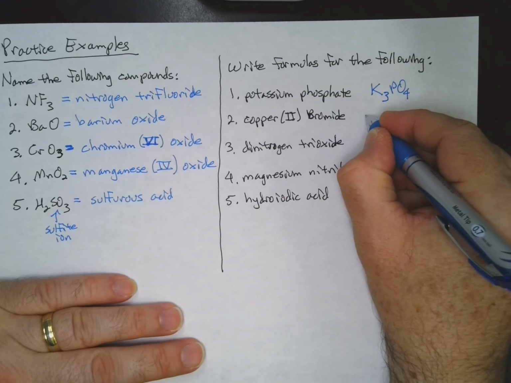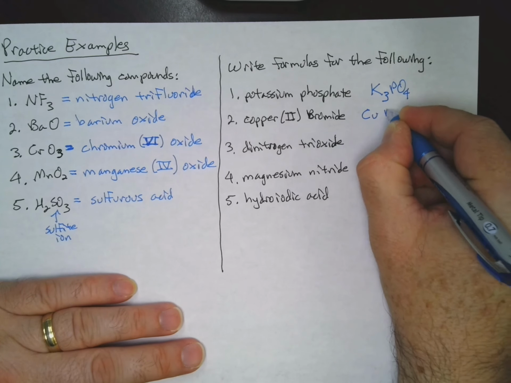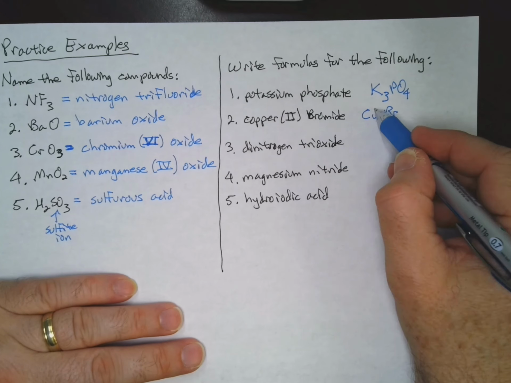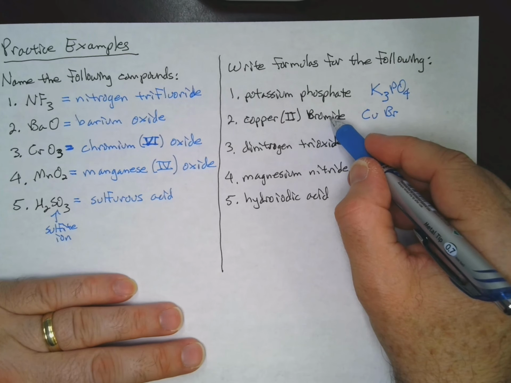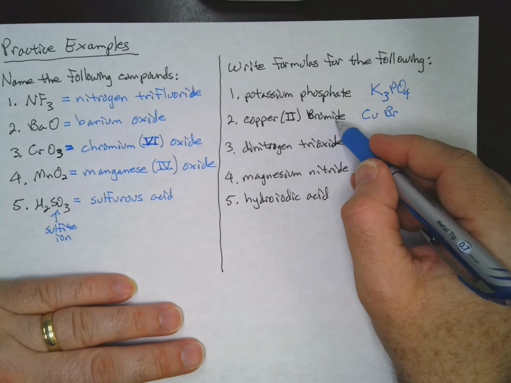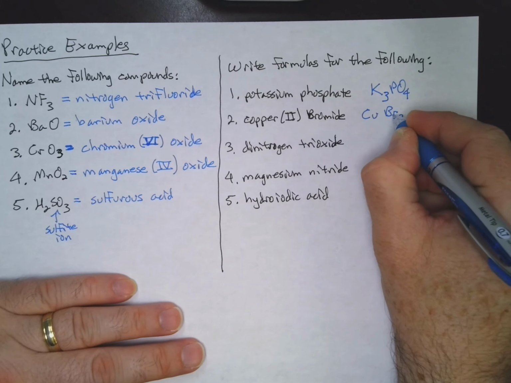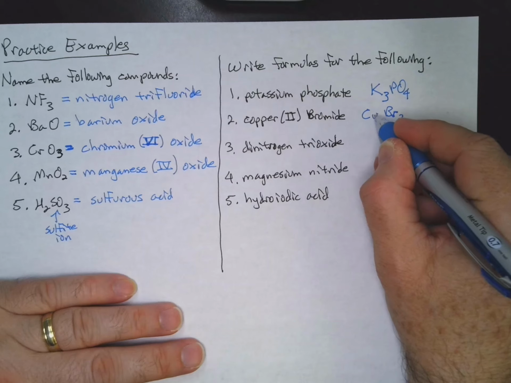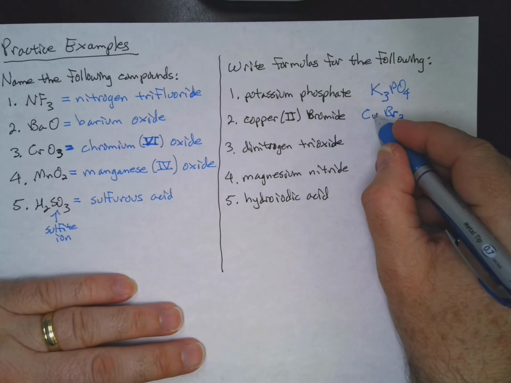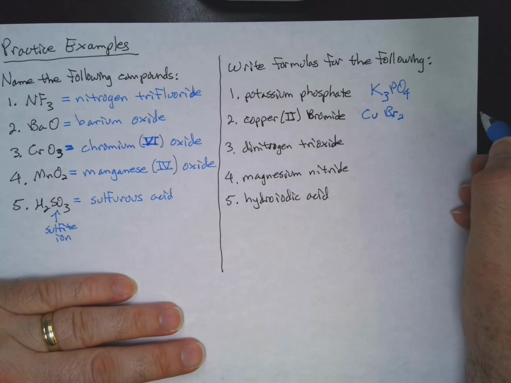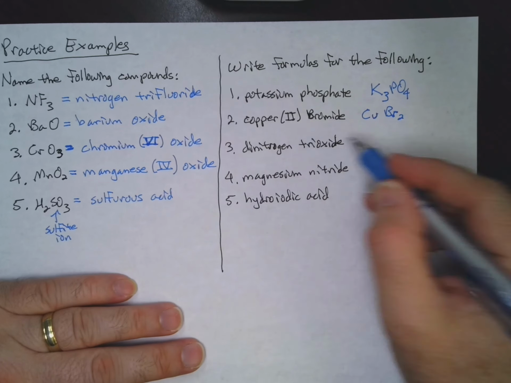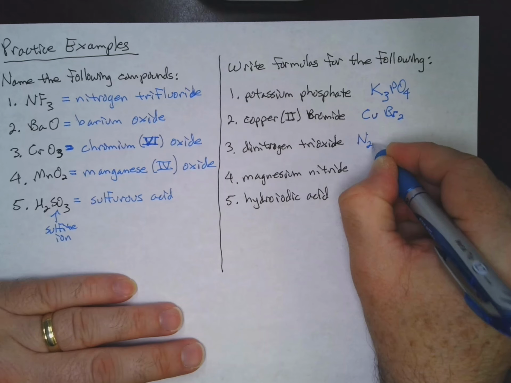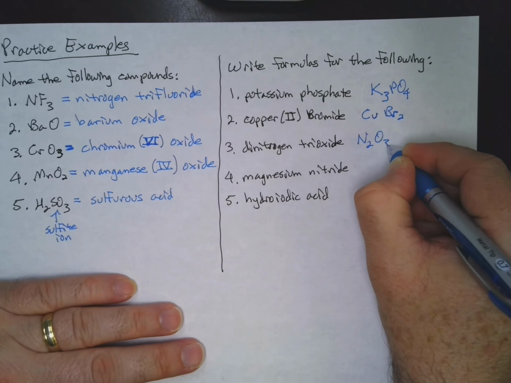Copper 2 bromide, so that's going to be CuBr. Now the 2 tells us that copper has a 2+ charge. Bromide is always 1-, so we would need 2 bromines or bromides to then counter the 2+ of the copper, CuBr2. Next we have dinitrogen trioxide, so that's 2 nitrogens, N2, and 3 oxygens, O3.